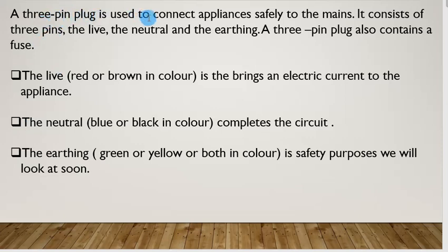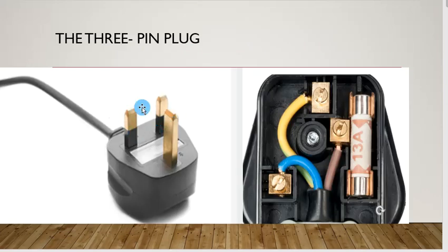So a 3-pin plug is used to connect appliances safely to the mains. It consists of 3 pins: the live, the neutral, and the earthing. And it is those 3 pins which give it the name 3-pin plug. A 3-pin plug also contains a fuse. So we can see here that this has 3 pins. This is the earthing. One of those could be the live, the other one the neutral, or the other way round. But when we look inside, we are sure of which one is the live and which one is the neutral.